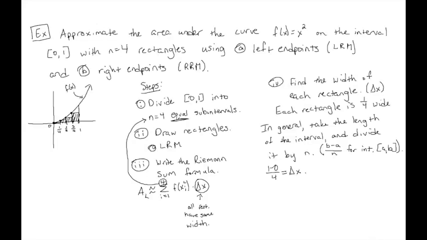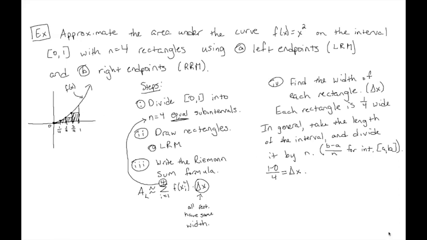Next, I want to list the special x values. And what do I mean by that? These are the x_i^L. What I'm looking for are the left endpoints of the rectangles, just the x coordinate of them. So the first one I did was x equals 0, then 1/4, then 1/2, and then 3/4.